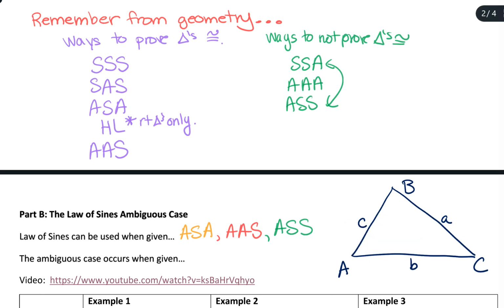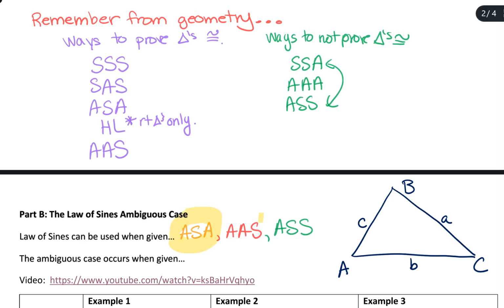All right, now when you look at these 3 options that we have, these are the only 3 options for using the law of sines with given information of angles and sides. When you look at these 3, you're going to notice that 2 of them come from congruent triangles, and 1 of them does not.